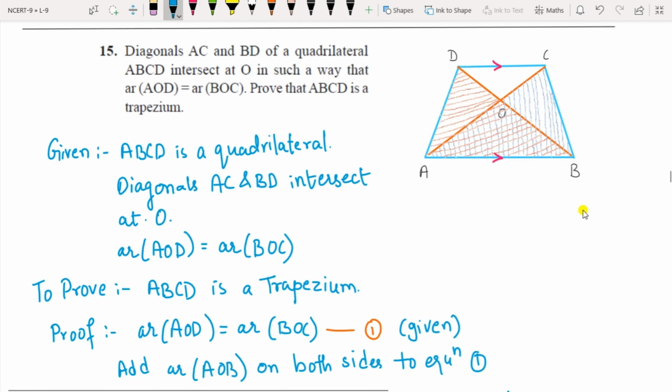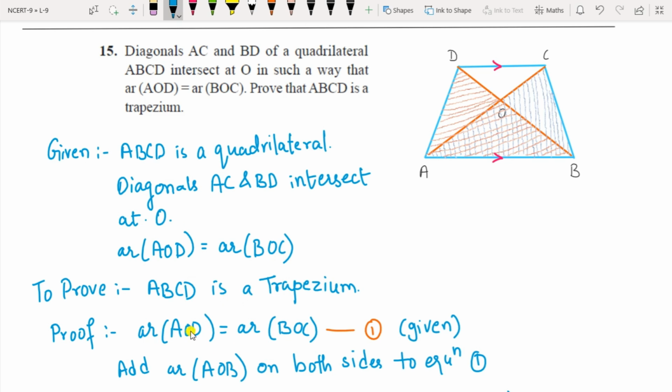Question 15 here is, ABCD is any quadrilateral. AC and BD are the diagonals that intersect at point O. You have to prove that area of AOD is equal to area of BOC. This is a similar question to the one we did above. AOD is equal to BOC, that is given, we have to prove that ABCD is a trapezium. Since it is given only a quadrilateral and the diagonals intersect at O and the areas are equal, that is been given to prove that ABCD is a trapezium.